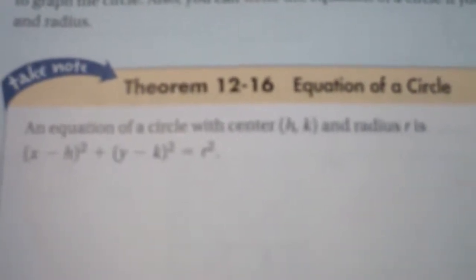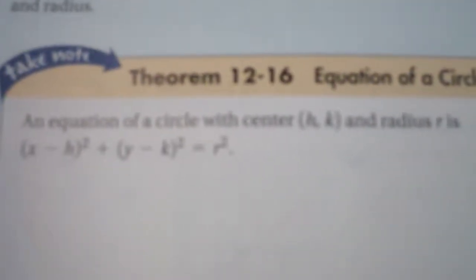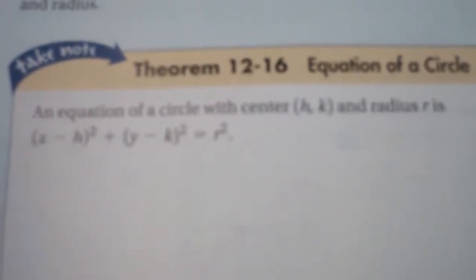Go ahead, Mary. An equation of a circle with the center (h, k) and the radius r is (x minus h) squared plus (y minus k) squared equals the radius squared.